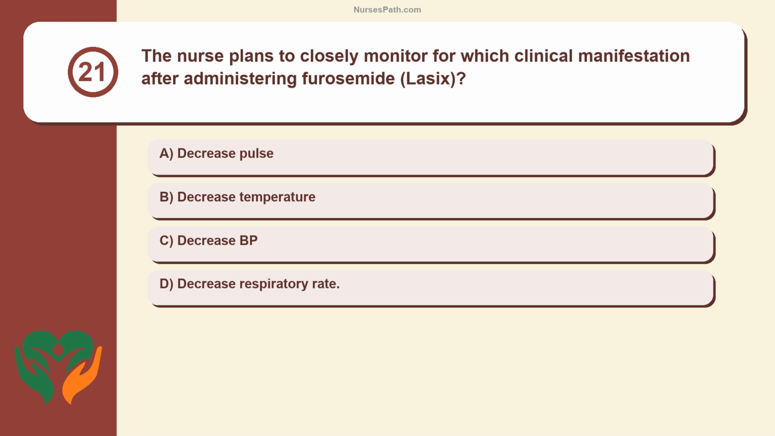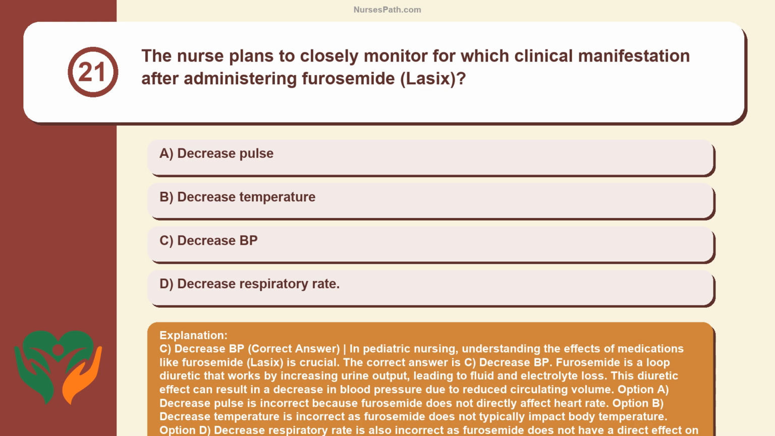Question 21. The nurse plans to closely monitor for which clinical manifestation after administering furosemide, Lasix: decreased pulse, decreased temperature, decreased BP, decreased respiratory rate. C. Decreased BP. Correct answer. In pediatric nursing, understanding the effects of medications like furosemide, Lasix, is crucial. The correct answer is C.